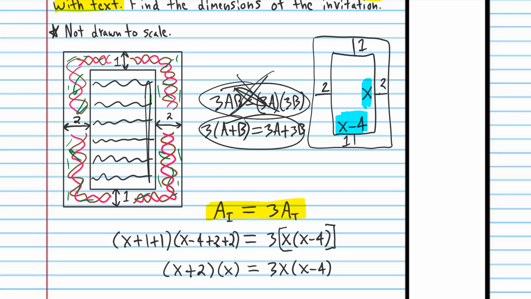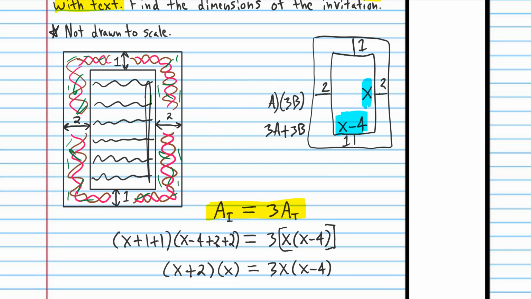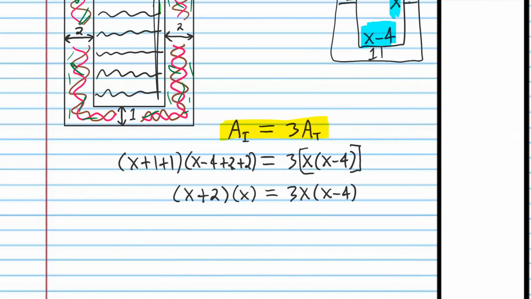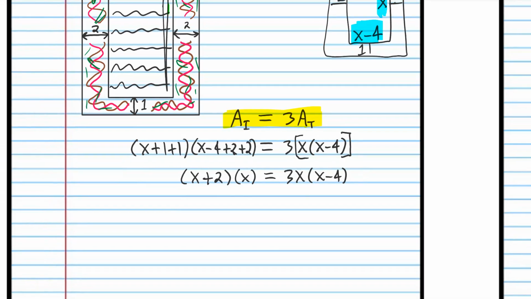This is correct. So we don't have to use the distributive rule because we don't have a sum. We just have x times x minus 4. All right, so now we're going to expand x times x plus 2. Then you're going to use the distributive rule. So x times x is x squared. X times 2 is 2x.